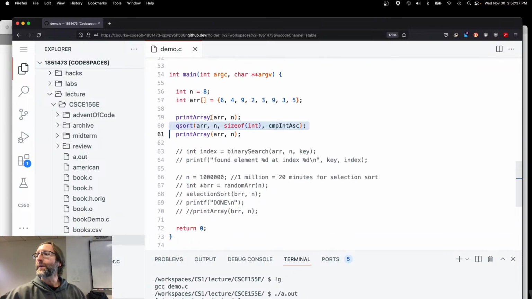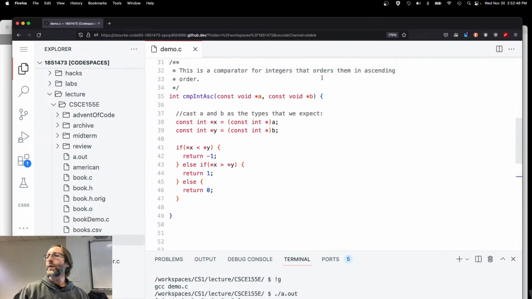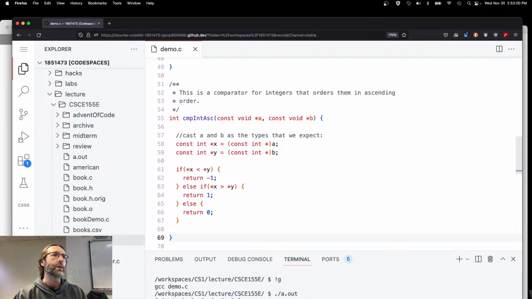Well, I've changed my mind. I don't want to sort them in ascending order anymore. I want to sort them in descending order. 9, 9, 6, 5, 4, 3, 3, 2. Right. What would I do with my comparator here? I'd have to change the name, and I'd have to change these things around. I don't want to do that. Let's go ahead and write another comparator, because sometimes maybe I do want to sort them in ascending order. Other times maybe I want to sort them in descending order. Right. Descending. There we go.